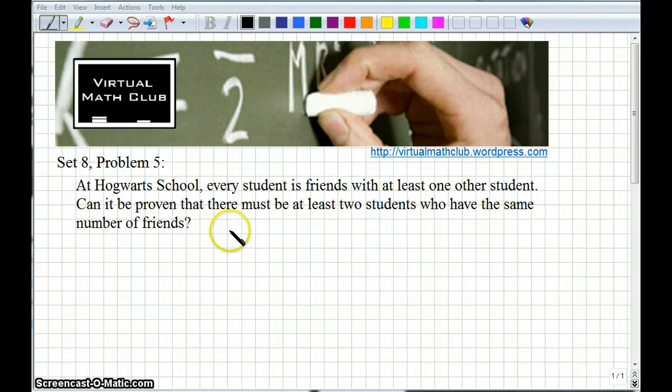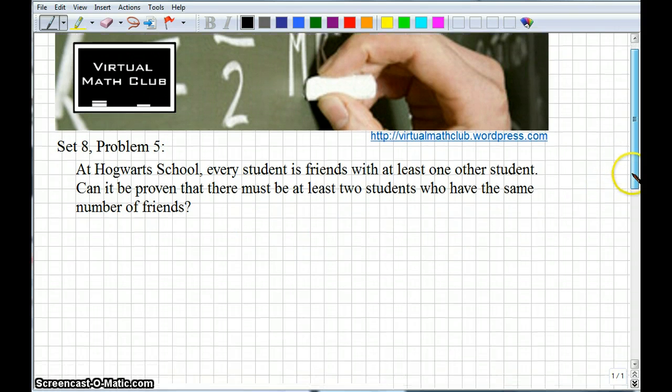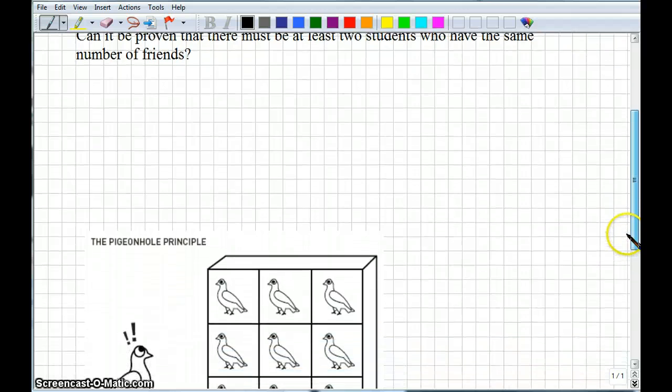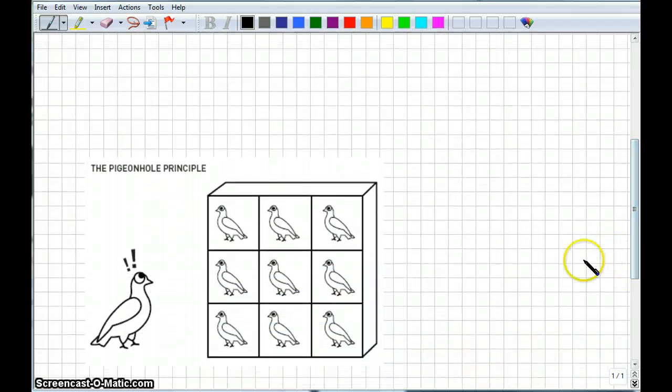Alright, well, my hint to you is I'm going to tell you something obvious that you can use as an analogy for this problem. And that thing that I want to tell you about is called the pigeonhole principle. So what's the pigeonhole principle?